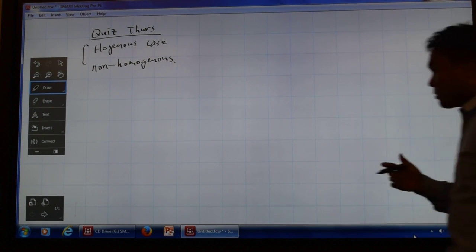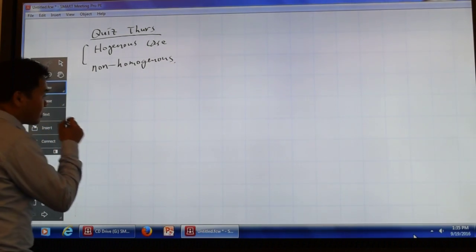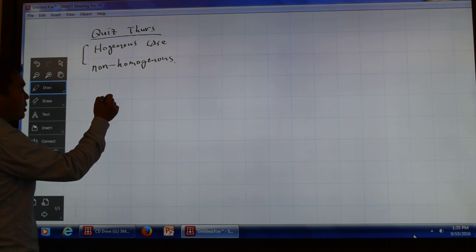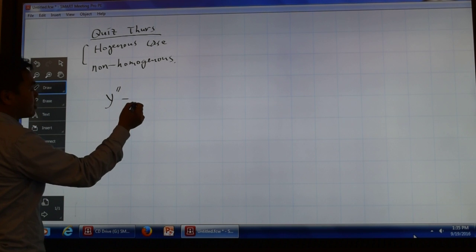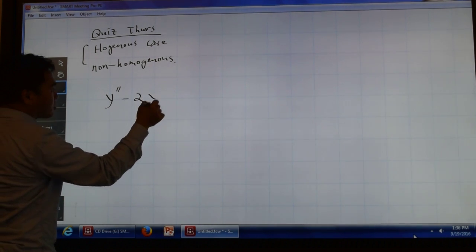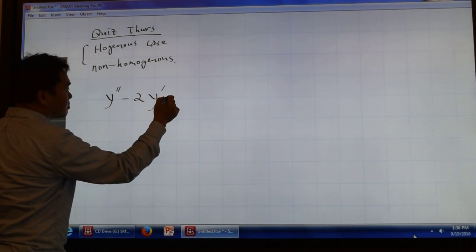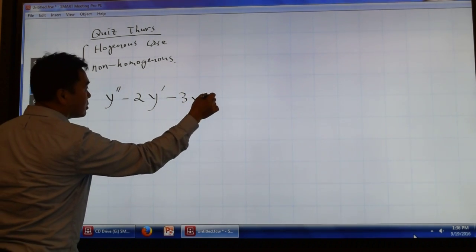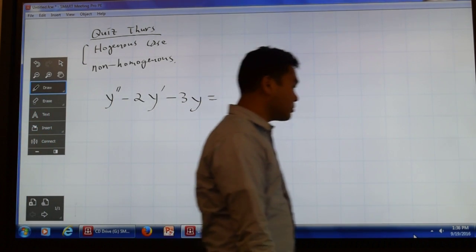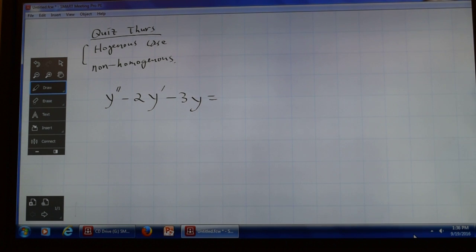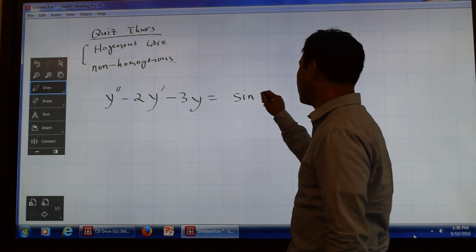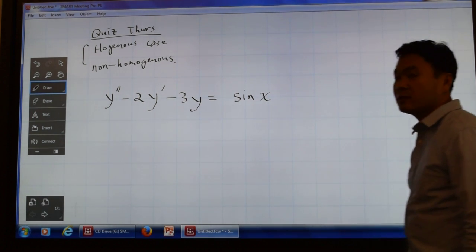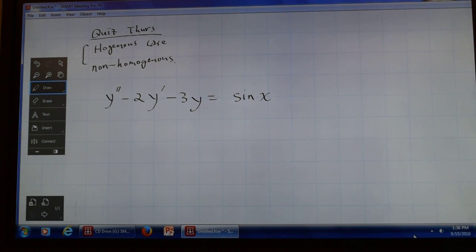All right, so let's continue on with another example. Say we have y double prime minus 2y prime minus 3y equal to, let's try sine of x. Let's try to solve this.